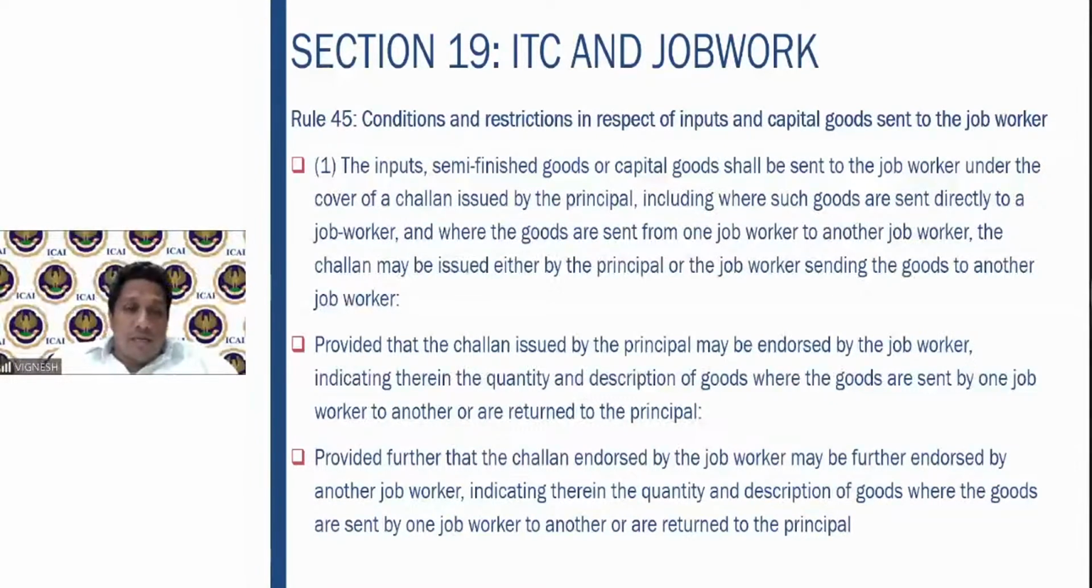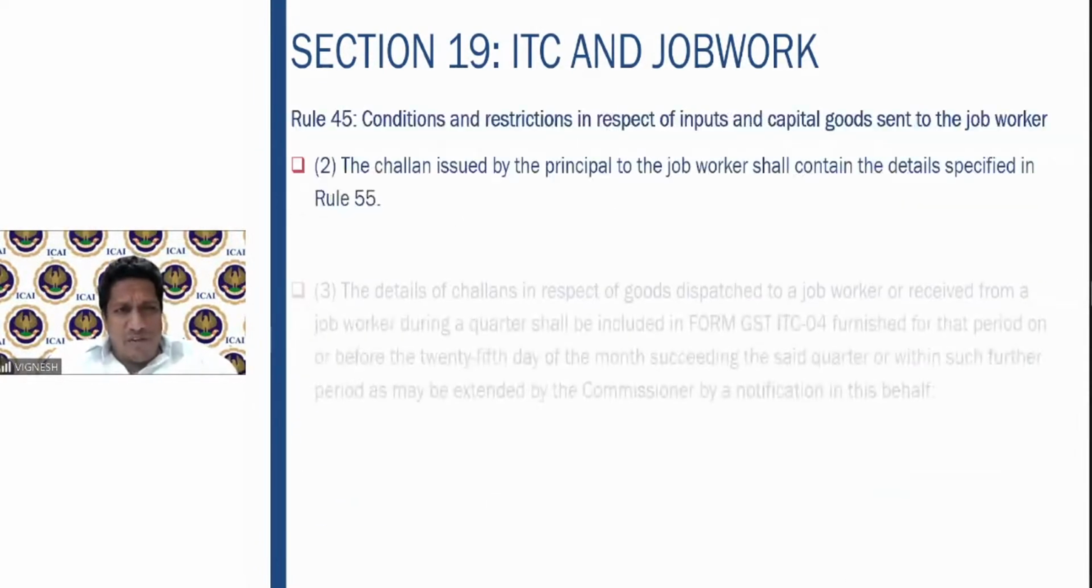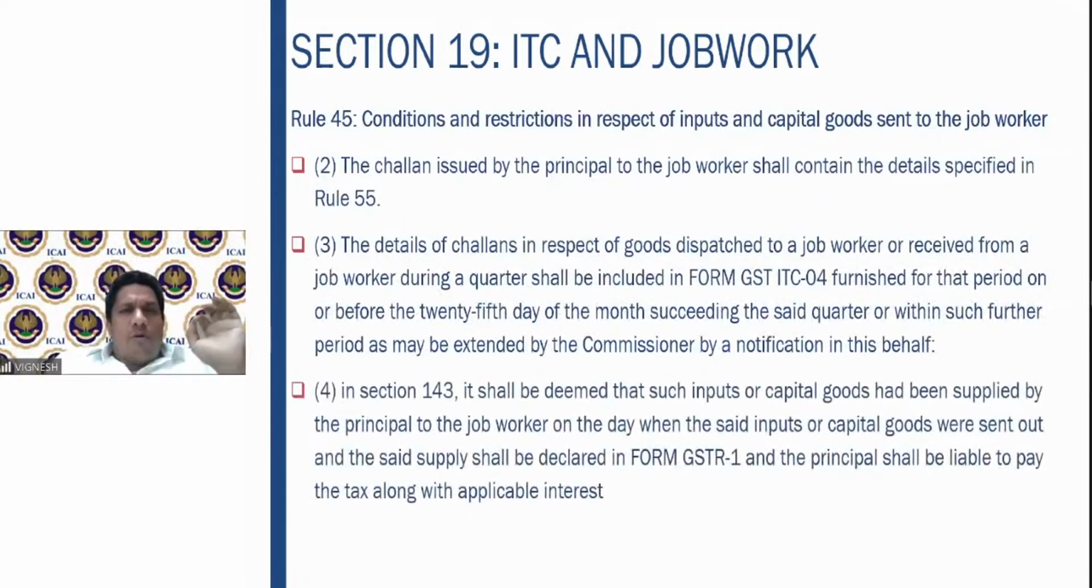Provided further that the challan endorsed by the job worker may be further endorsed by another job worker, indicating the quantity and description where it is sent by one job worker to the other or returned to the principal. Very simple, self-explanatory. Whatever challan there is shall contain the details specified in Rule 55. Rule 55 covers the details. Very simple. How much is the quantity? What is the value of the product? All those things have to be clearly given in the challan.